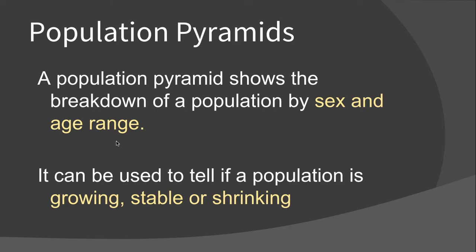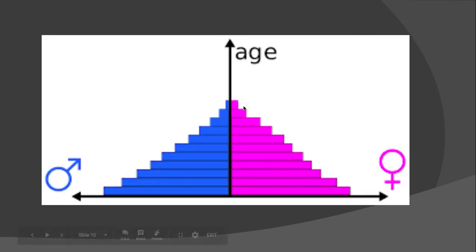And we can use this to tell if a population is growing, if it is stable or staying the same. So stable and same are the same thing. Or if it's shrinking, because there are places where they're losing people. So here's your basic breakdown.